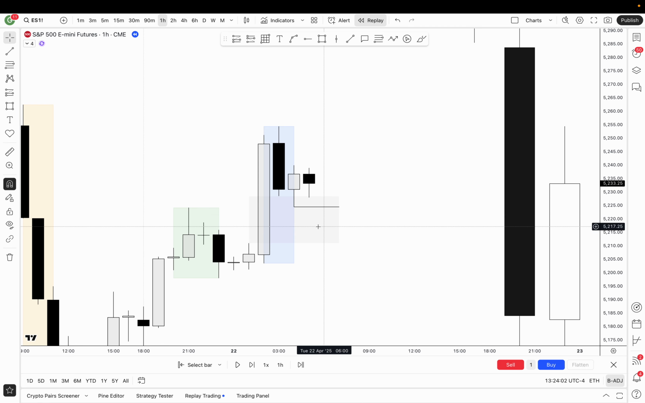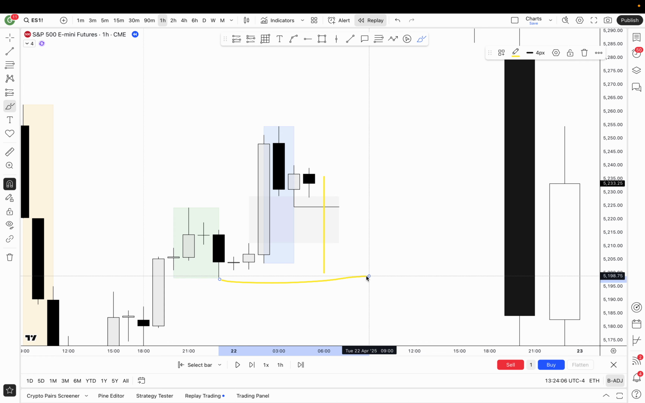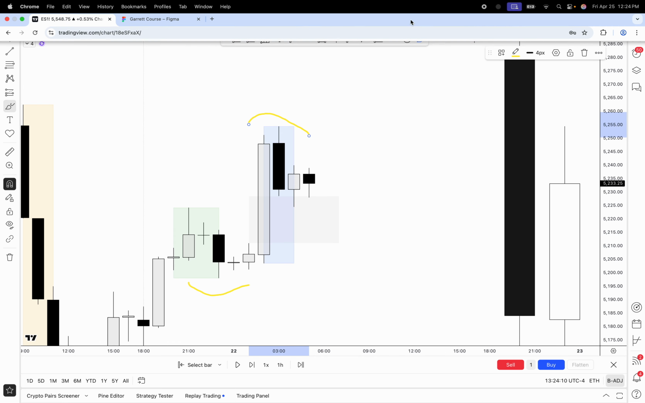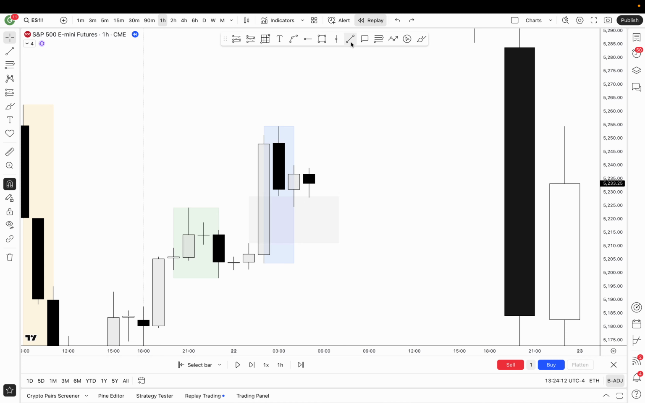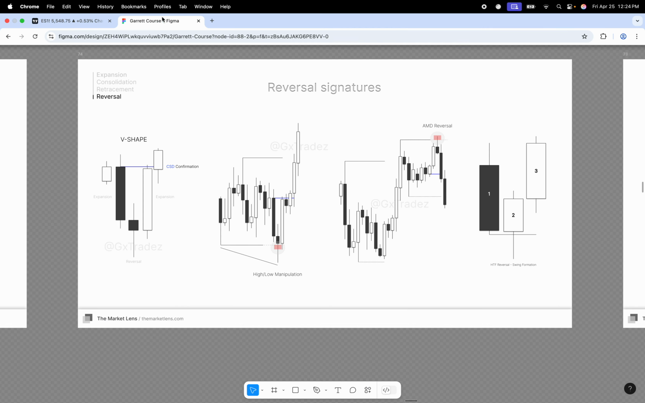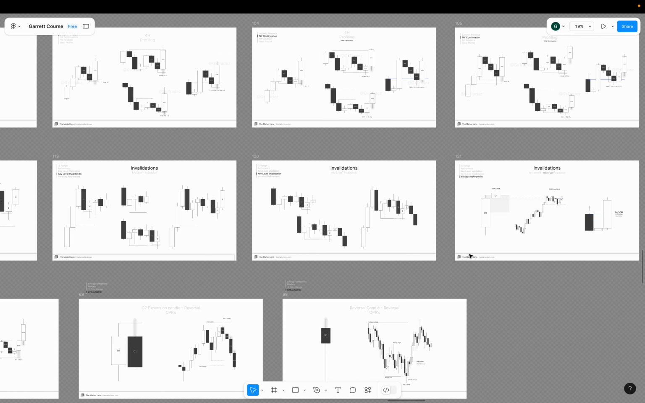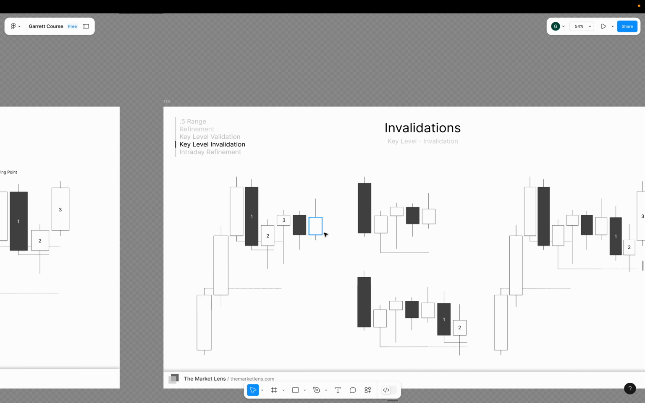Because if this doesn't hold, then likely, if we don't manipulate this low, we're likely going to take out this low, right? So if this gap is going to hold, or this little range here, this low needs to be manipulated, right? So this goes back to this slide, where, yep. So it's this right here, right?